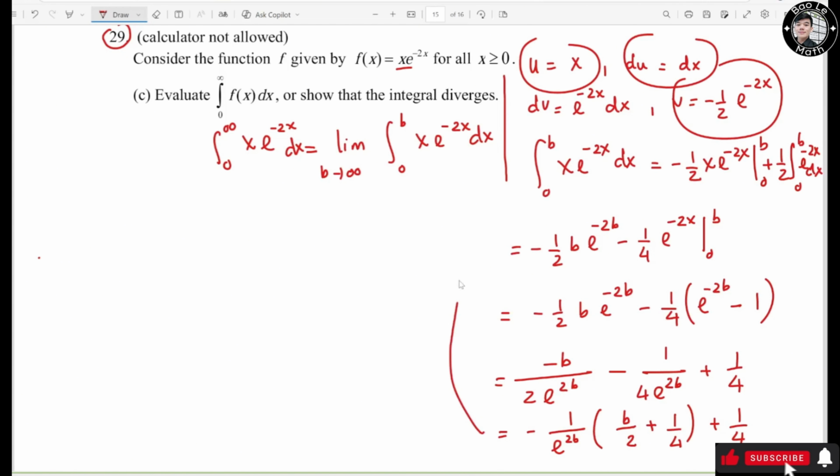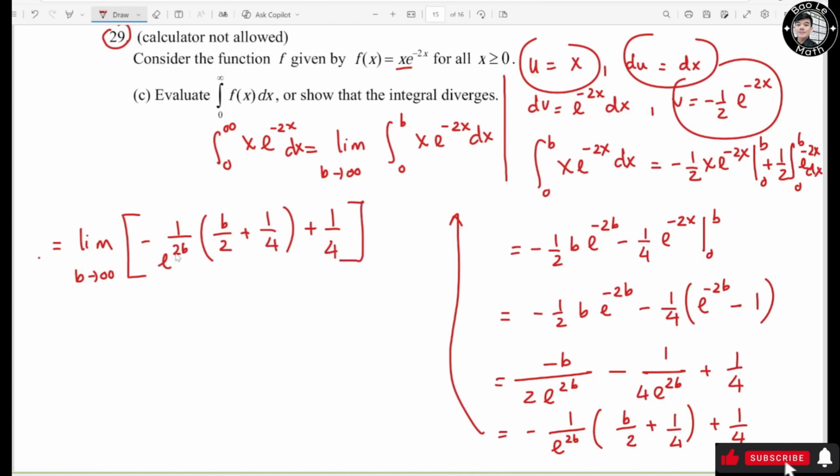Now I'm going to bring this guy back over here. So I have the limit when b approaches infinity of, now when b approaches infinity, this guy approaches 0, right? 0 times this guy is going to be 0. The answer is 1 over 4, right? And it's a good time to stop.